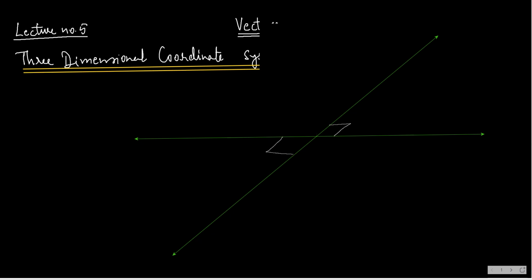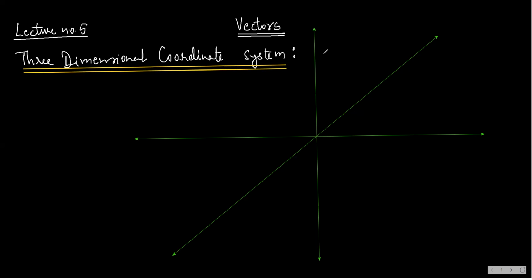What happens next is that now comes the third axis, and this axis is perpendicular to the plane of the page. It is like you keep your notebook on a table, and this axis is originating from the page. So this axis is automatically perpendicular to the plane of the page. You understand? So this axis is known as the Z axis.